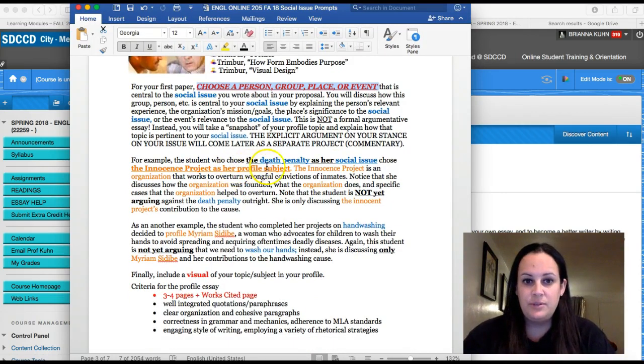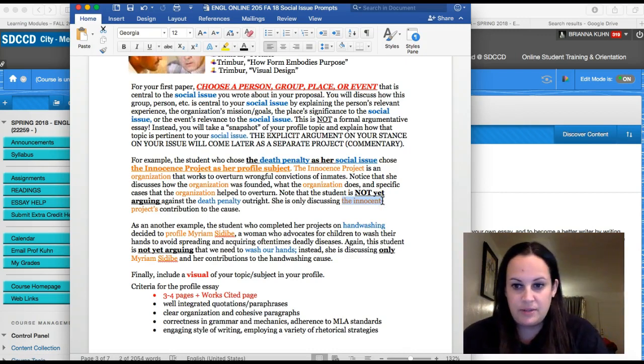For example, the person who chose the death penalty as her social issue chose the Innocence Project as her profile subject. The Innocence Project is an organization that works to overturn wrongful convictions of inmates. Notice that she discusses how the organization was founded, what the organization does, and specific cases that the organization helped to overturn. She does not yet argue against the death penalty. She is only discussing the Innocence Project's contribution to the cause. So she's focusing on the orange. The Innocence Project, the Innocence Project. That's all she's talking about, and we'll look at the sample in just a second. She is not arguing against the death penalty yet.